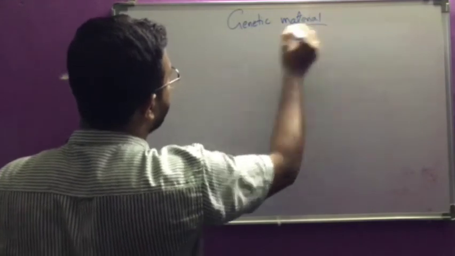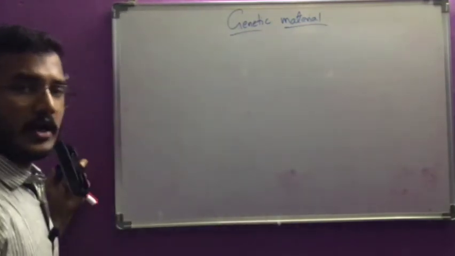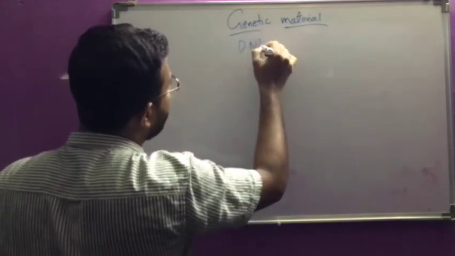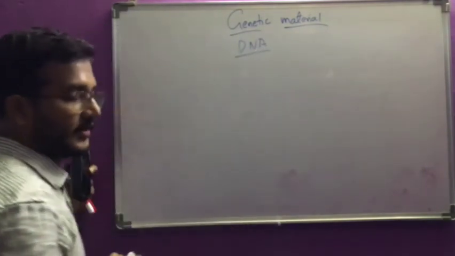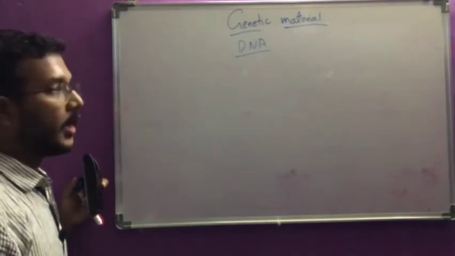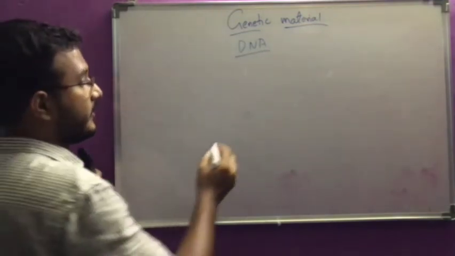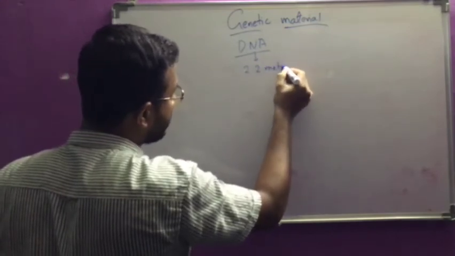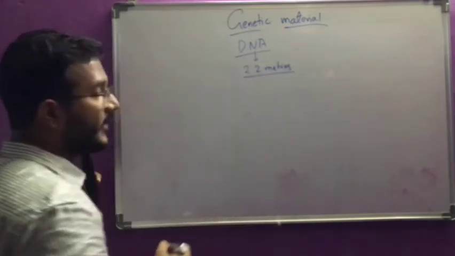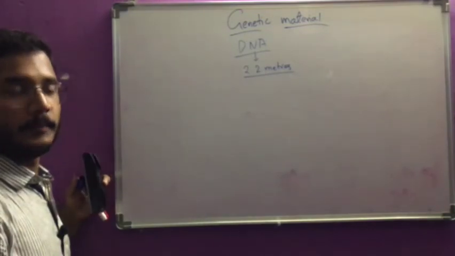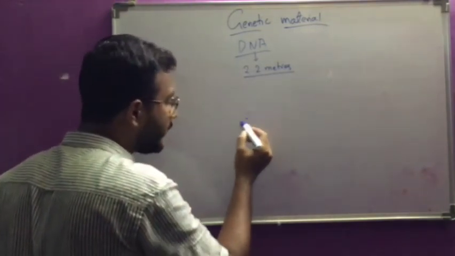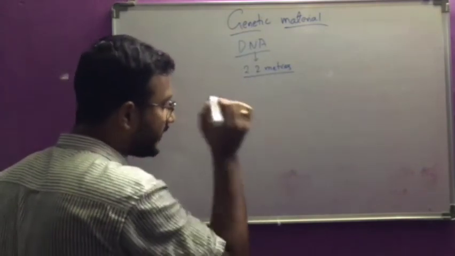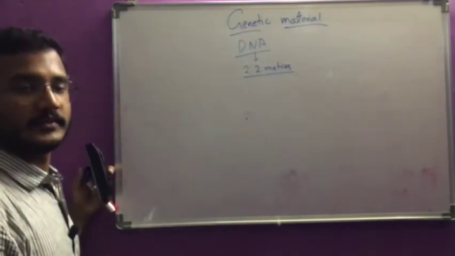The genetic material in the living organisms. Almost all the living organisms contain DNA as a genetic material. So how is it present in the cell? DNA is about 2.2 meters in length. But how is it fitted into this much minute cell? And again, how is it fitted into this much minute nucleus?